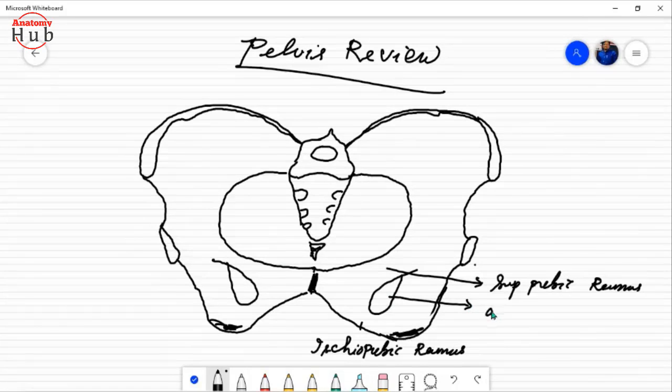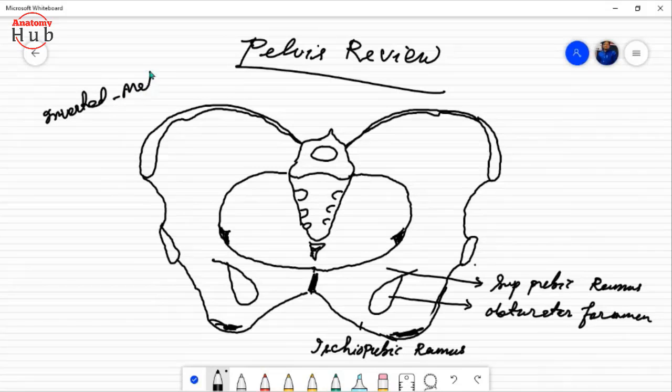Okay, and here you'll find this is your obturator foramen, and here you'll find there is the presence of the spine. Okay, so this is your ischial spine, on both sides. The important feature of this ischial spine is that it is inverted in male. It is inverted in male.